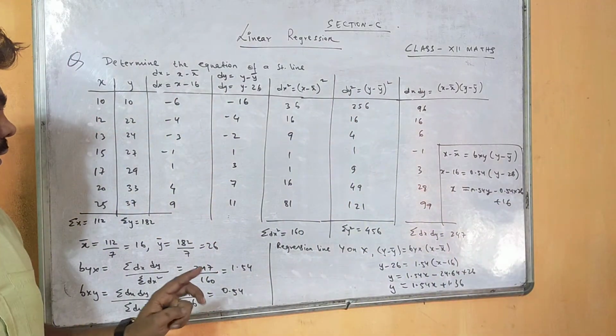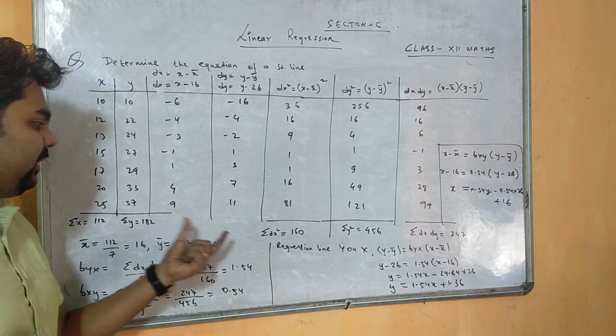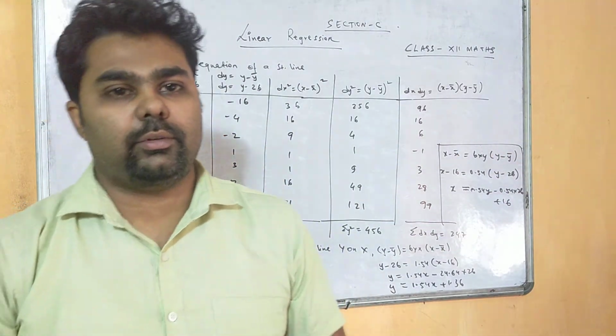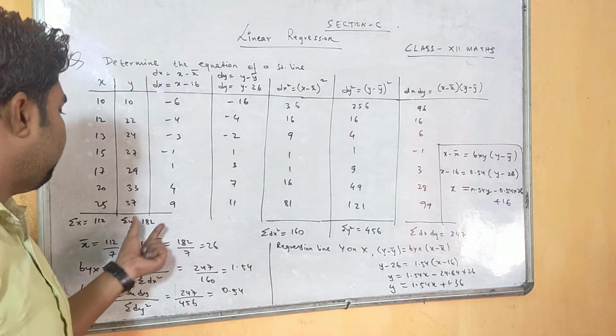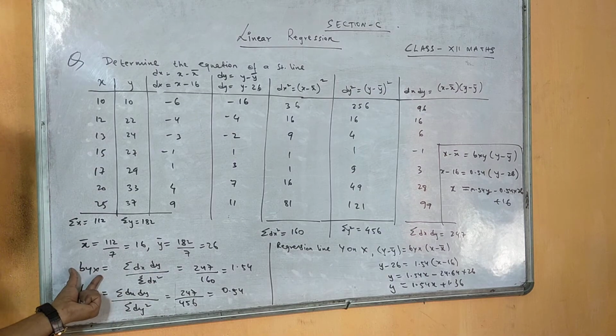Okay, so this was the question where we have to find the regression line y on x or x on y. So if in the question it is mentioned find the regression line y on x, make sure first you have to find x bar, y bar and bxy or byx, right?